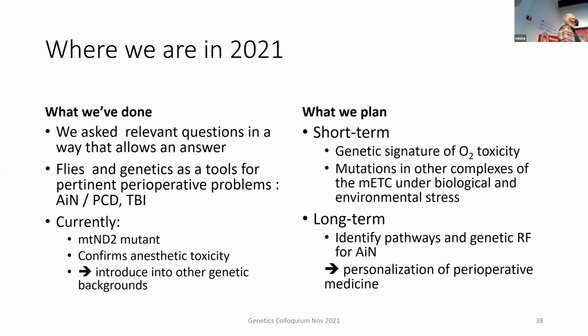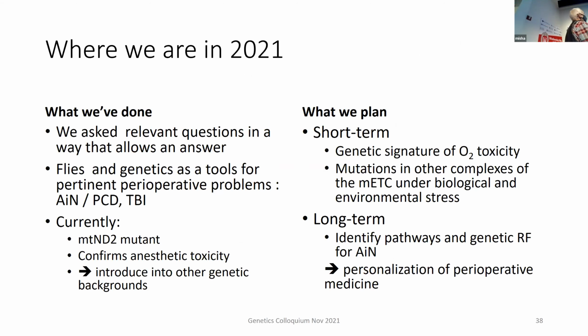And so, where we are. We've asked relevant questions in a way that allows an answer. Asking these questions in mammalian models is basically impossible for a variety of reasons. And so we think that flies are genetic models that are useful tools to study the perioperative toxic effects of anesthetics and their effects in TBI.